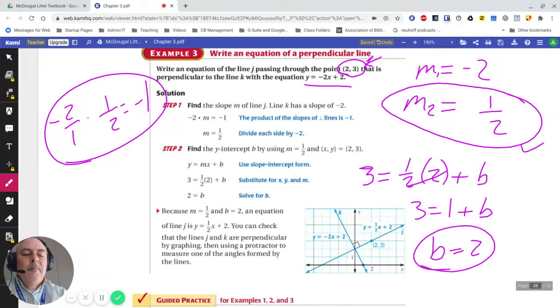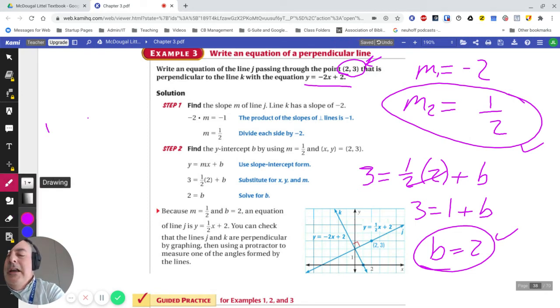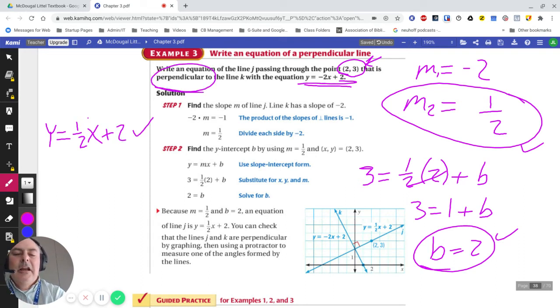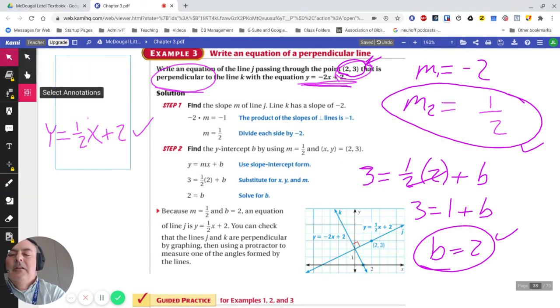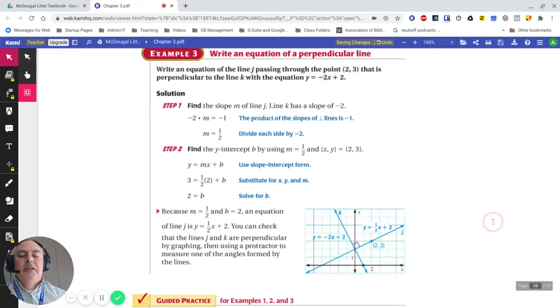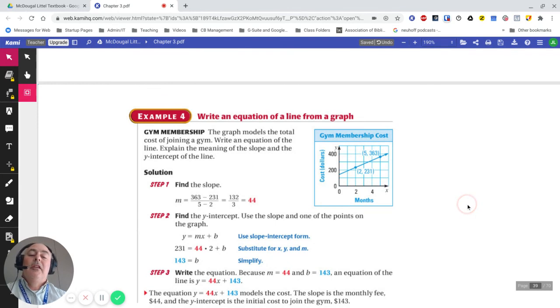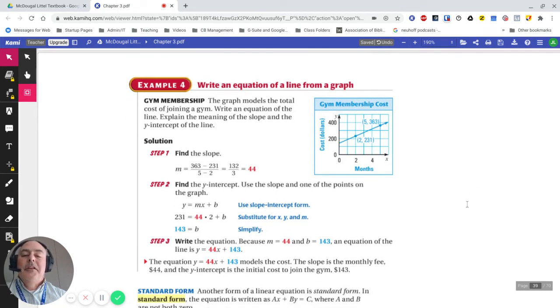Now I have my slope, I have my b. I can write my equation of the line that I'm looking for, which is going to be y equals m, which is 1/2, x plus b, which is 2. That's the equation of a perpendicular line to this one that passes through point 2, 3. Find the slope, solve for b, plug it in, and I get a standard equation. And again, every point on that line will then solve the equation correctly.